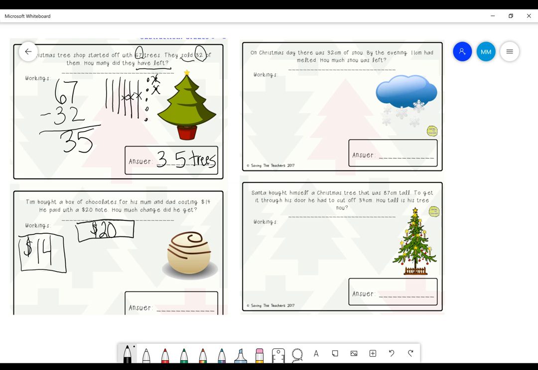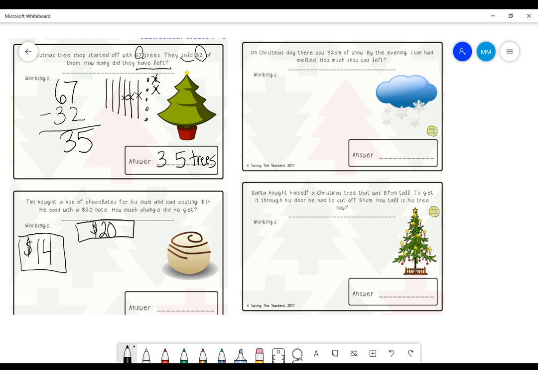So I want you to think, are we adding 20 and 14? Are we taking away from one of those numbers? What do you think we're doing for this problem? Because the box of chocolates costs $14. And I want you to think, is 14 greater or less than 20? 14 is less than 20.